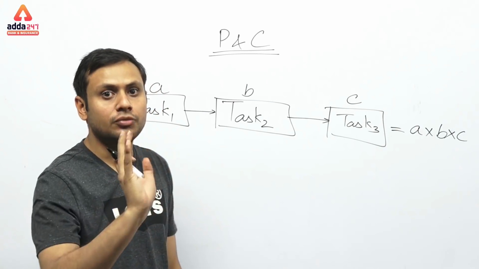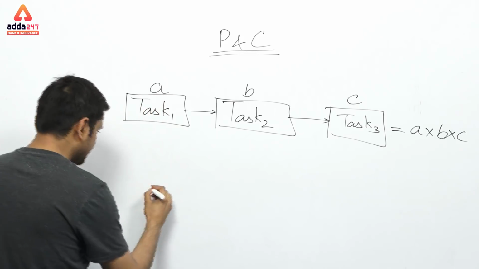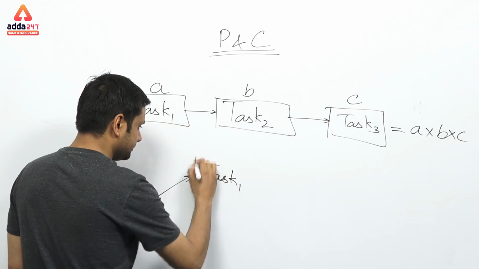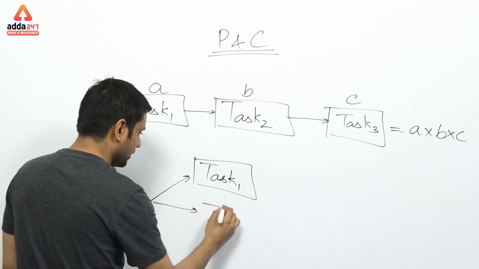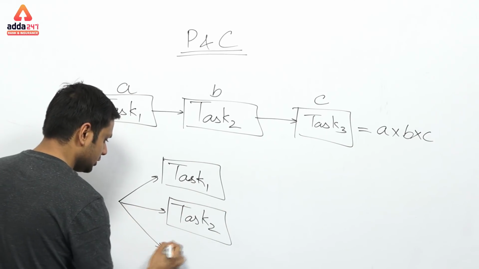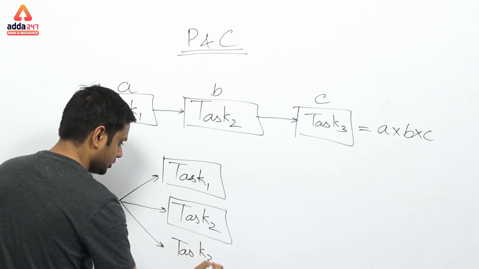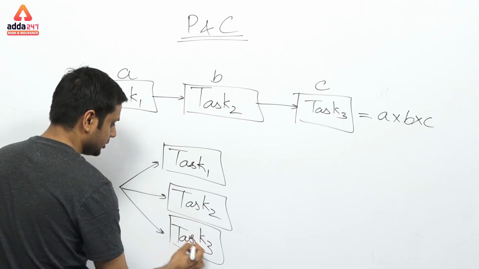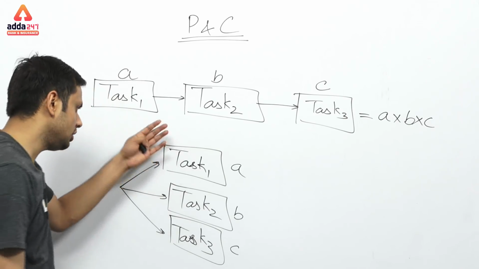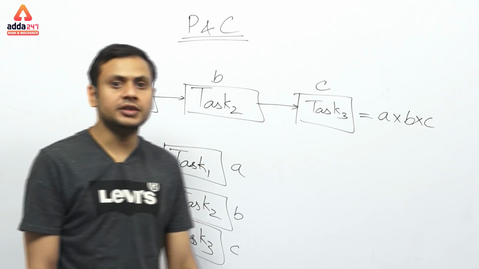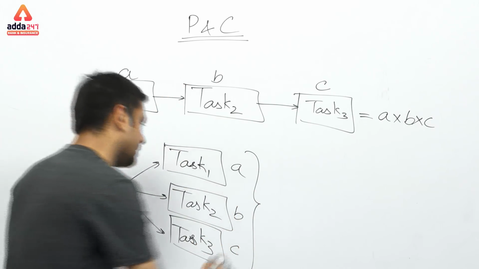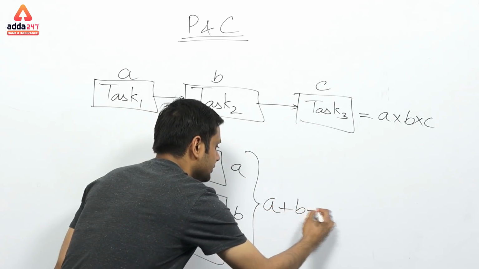Now let's just think about when do we add, right? Suppose you need to do either task 1 or task 2 or task 3, right? So basically these are 3 tasks. You need to do exactly one of these, right? You do not need to do all of these. You need to do exactly one of these. Then what do we do? Then the total number of ways of doing it will be a plus b plus c.